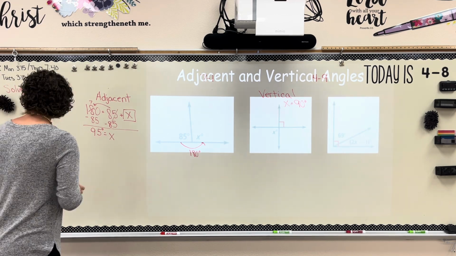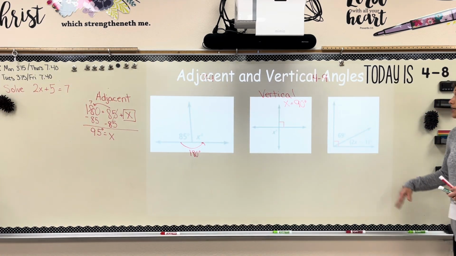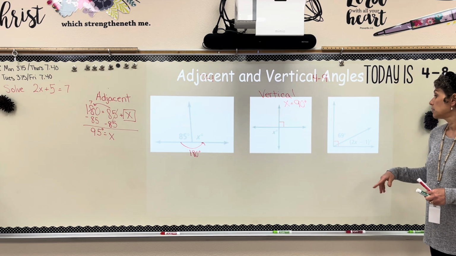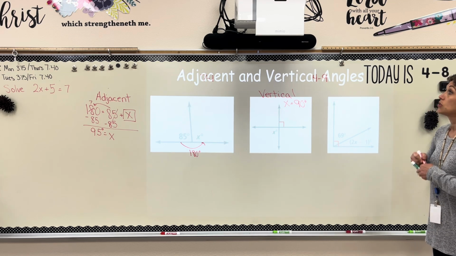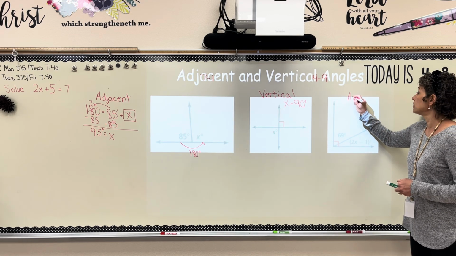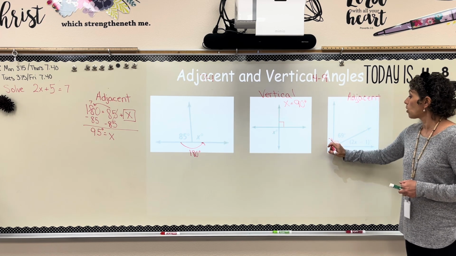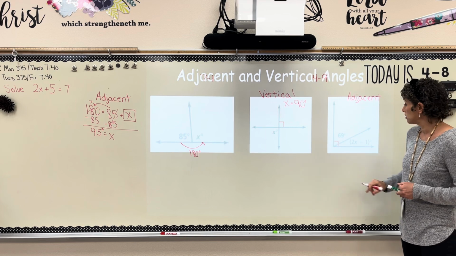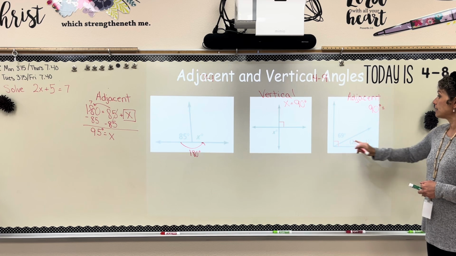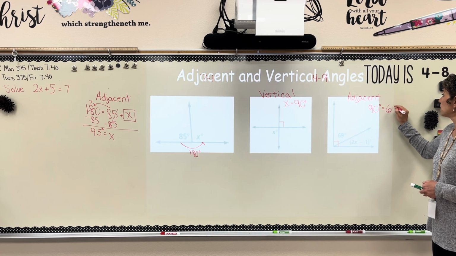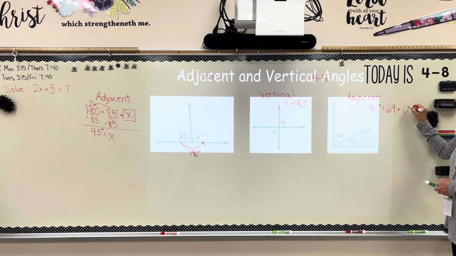All right, here's another one. What type of angle is this? Are these vertical or adjacent? So they have the same vertex, they share a line, so they are adjacent. They told us this whole angle is 90 degrees. So that means the whole angle is 90. That's going to equal this 69 plus this, so this 2x minus 1.